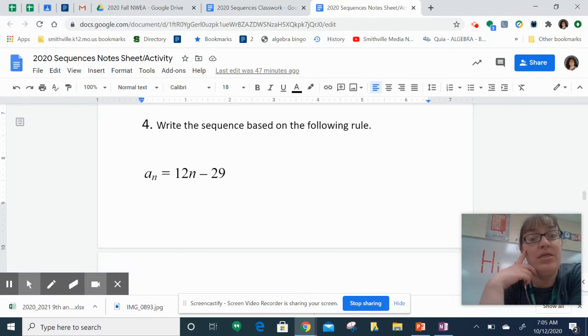So I've got negative 17 and negative 5. Let's try one more, the third term. So we're plugging in 3 for n. So 12 times 3 is 36, and 36 minus 29 is 7. And so my third term would be 7. So my first 3 terms would be negative 17, negative 5, and then 7. At this point, if you see that our pattern is that we're adding 12, we can just continue the sequence adding 12 each time. So then I'd have 19 and 31.